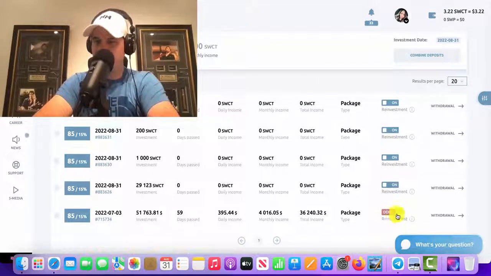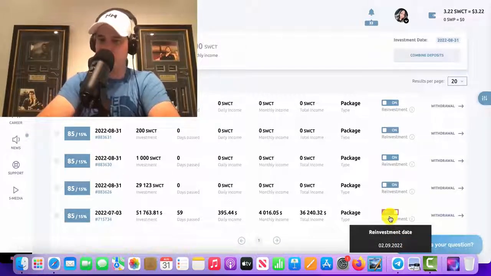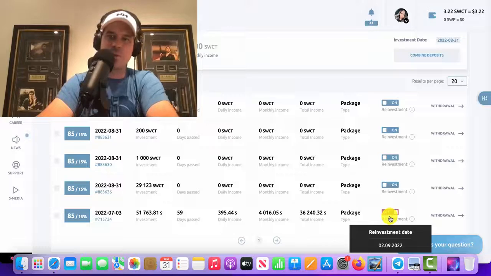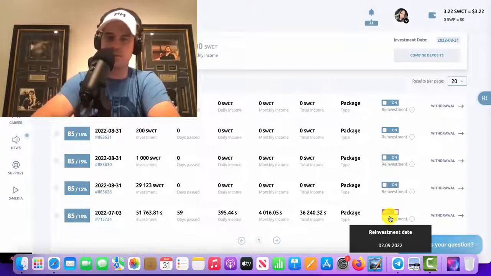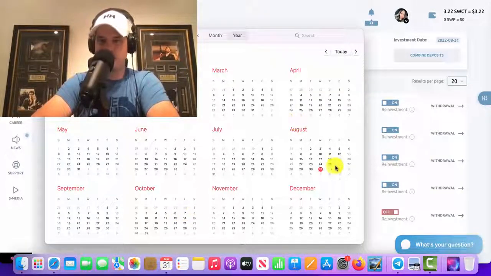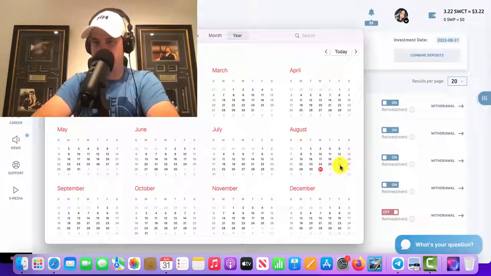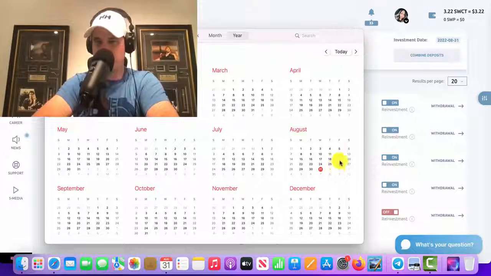This here, I've got the reinvestment turned off. So it says the reinvestment date here is actually the withdrawal date, okay? So it's going to give me a withdrawal on the 2nd of September 2022, which is a day or two away. The 2nd is the Friday, so probably on the Thursday night, tomorrow night, it's going to give me a withdrawal because that would be the 30th day.